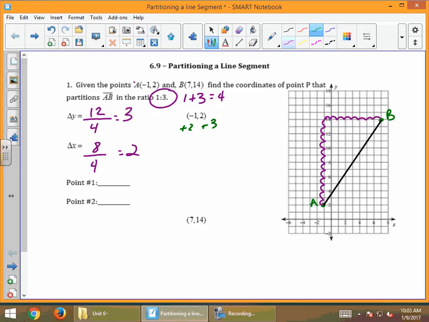When we do that, -1 plus 2 is what? And 2 plus 3 is 5. You're going to repeat that process until you get your second point. So we don't have it yet. So we're going to add 2 and add 3. 1 plus 2 is 3, 5 plus 3 is 8. Still don't have it. Add 2, add 3.